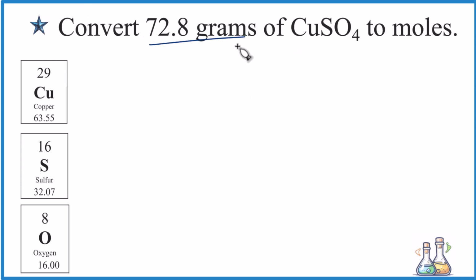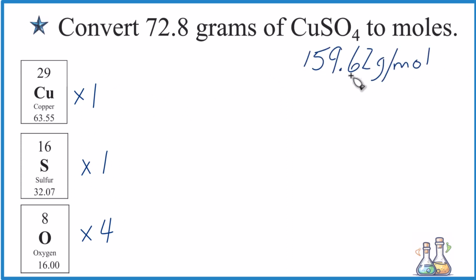So we're going from grams. We're trying to find moles. So since we're going from grams to moles, we divide by the molar mass. The molar mass for copper 2 sulfate, we have 1 copper, 1 sulfur, and 4 oxygens. Do the multiplication, add them all up. That'll give you the molar mass. And that turns out to be 159.62 grams per mole.